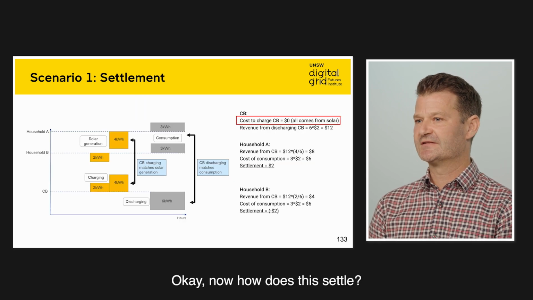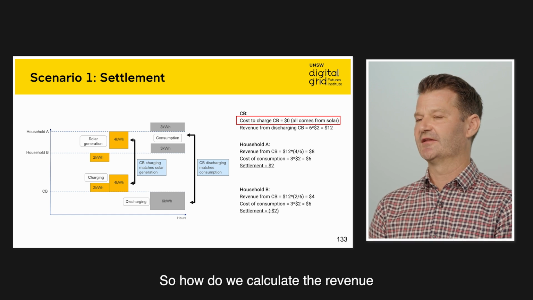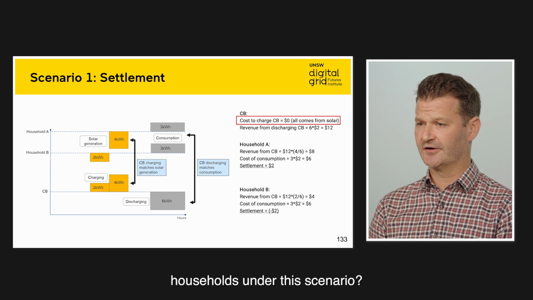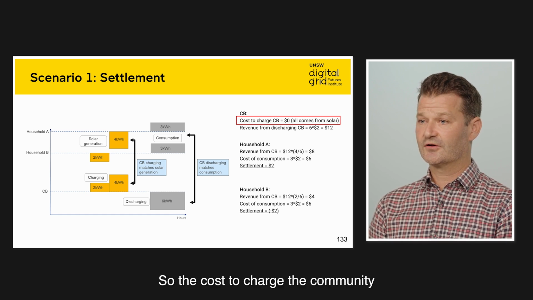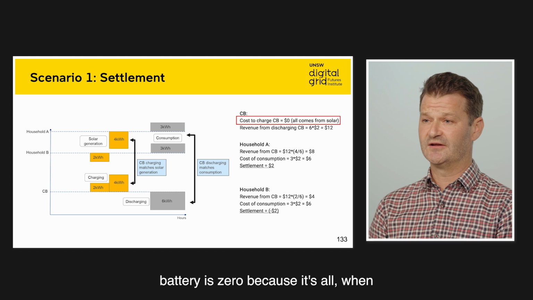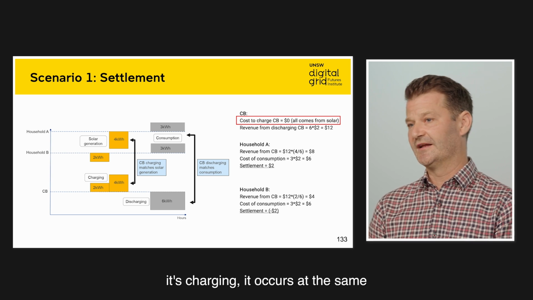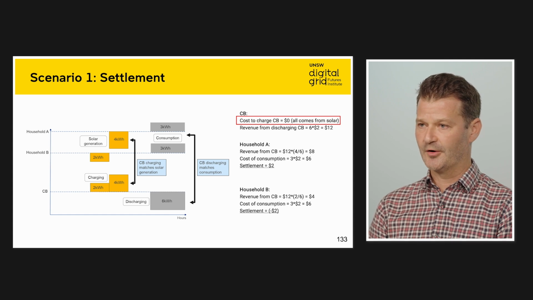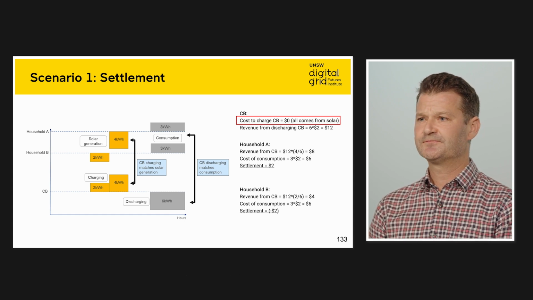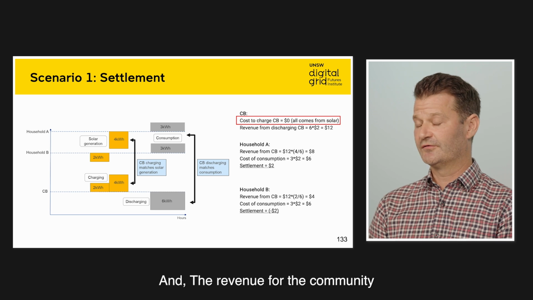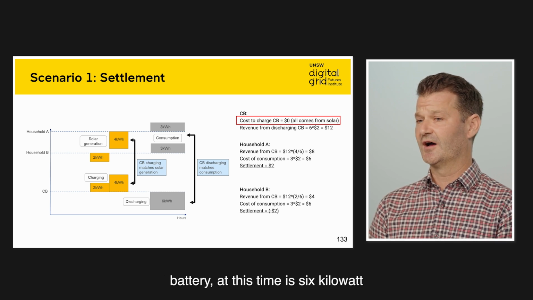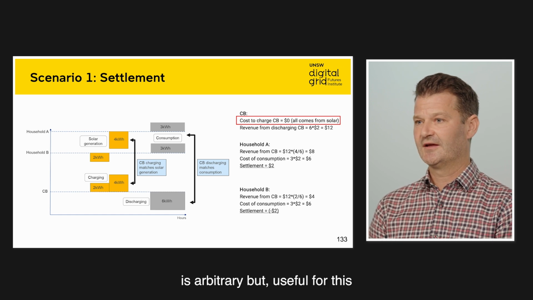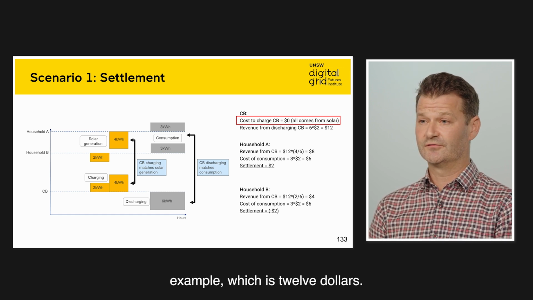Okay, now how does this settle? How do we calculate the revenue from the community battery and the settlement for each of the households under this scenario? The cost to charge the community battery is 0, because when it's charging, it occurs at the same time that the households are exporting energy from their solar PV systems. And the revenue for the community battery is 6 kilowatt hours times $2, which is arbitrary but useful for this example, which is $12.